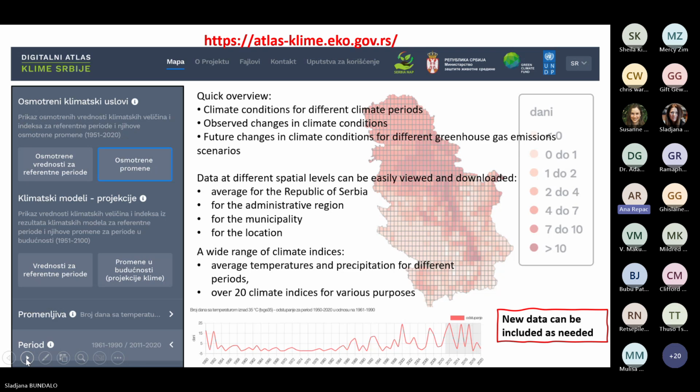Different data at the spatial level is also there, for the whole territory of the Republic of Serbia, for the administrative regions, for the municipalities, and for locations. And it has more than 20, actually I think 26, various climate indices for the different periods, as I mentioned. It is also important to highlight that new data can be and will be included, I believe next year, when this digital climate atlas will be further built. So, next slide.